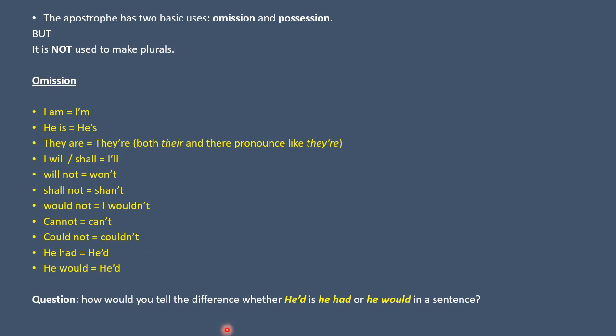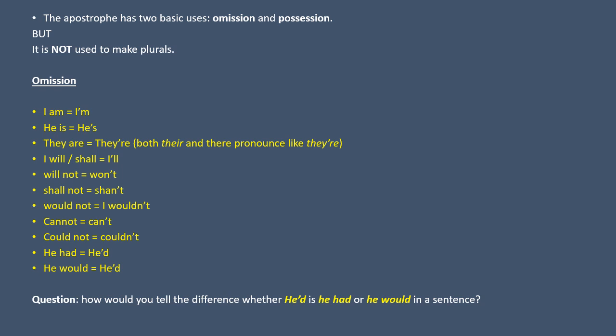My question to you is that how do you tell the difference between he had and he would when the contraction he'd is used? For example, if I say he'd better go to school, or something like that, he'd come to the lesson today. So how do you know that this is he had or this is he would? Okay, so that's your question. That's a question for you.